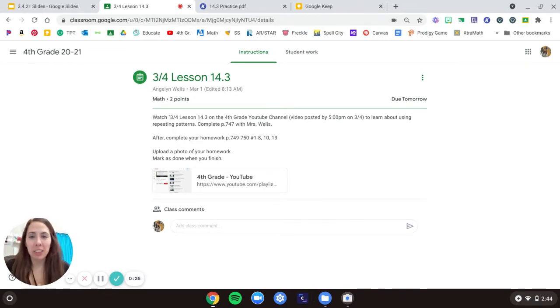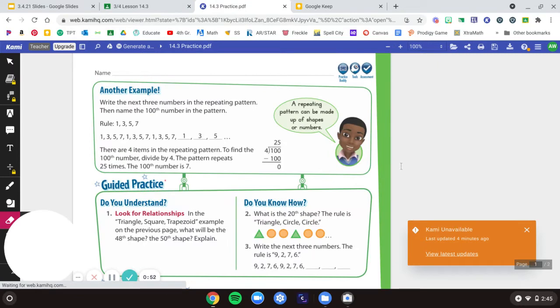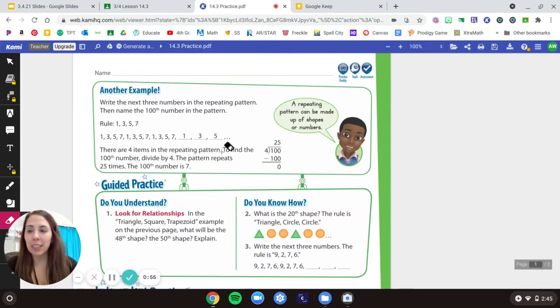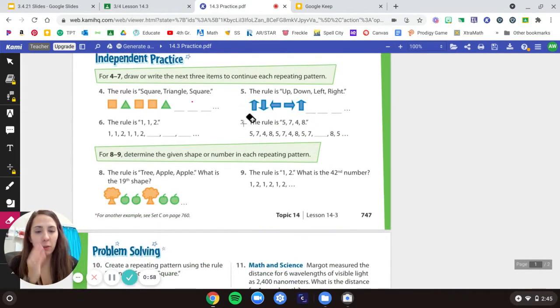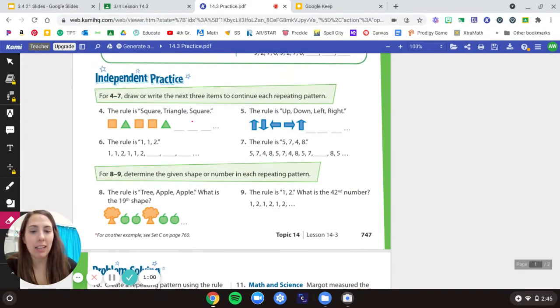Okay. So let's jump in for today's practice. We're going to continue working with patterns and rules, but instead of making or following a rule, we have a rule made, and we're going to use some details in it to continue the pattern with the rule, or use math to figure out what a certain part of the pattern would be. So let's take a look at page 747 in our books.